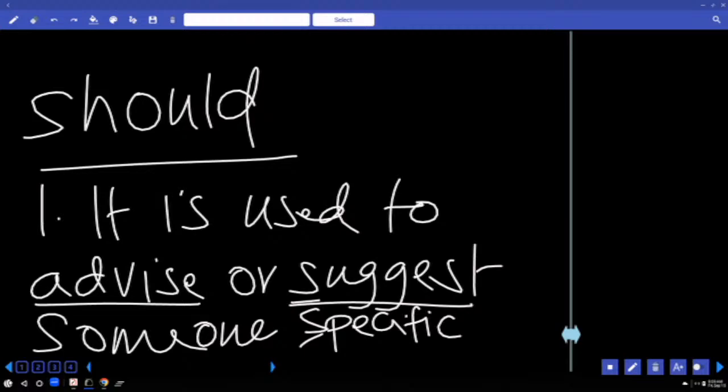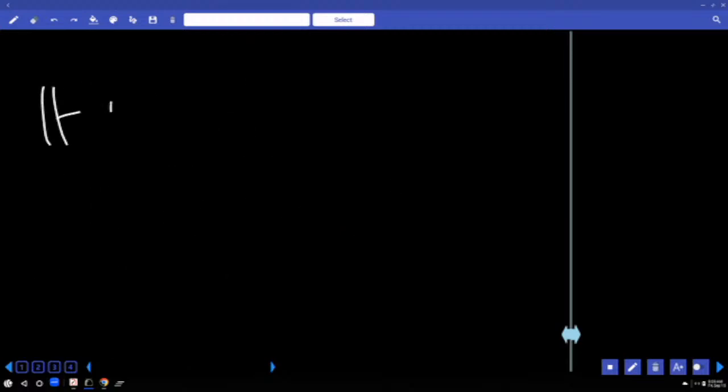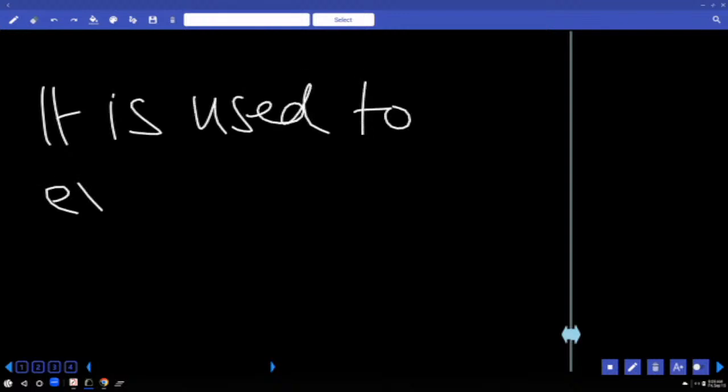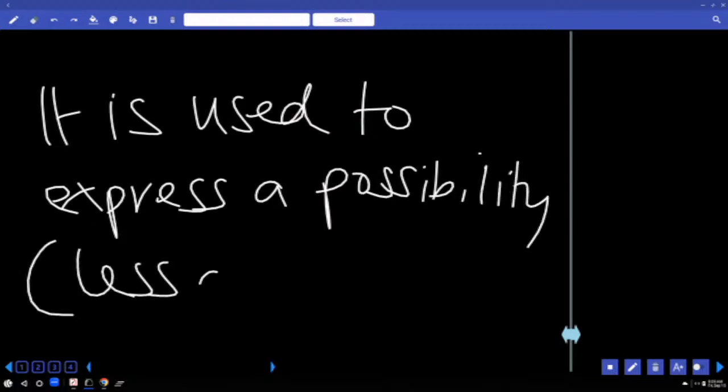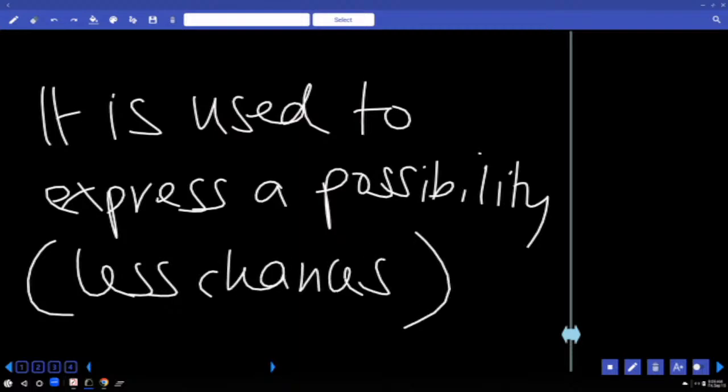Write the second function of should. It is used to express a possibility. Underline the word possibility. In brackets you write less chances. Possibility may or may not happen, but here chances are less.